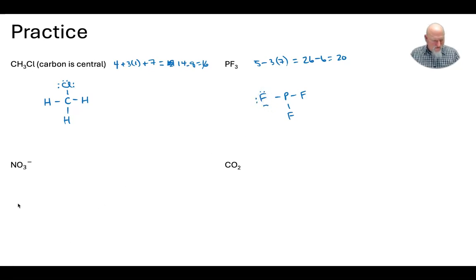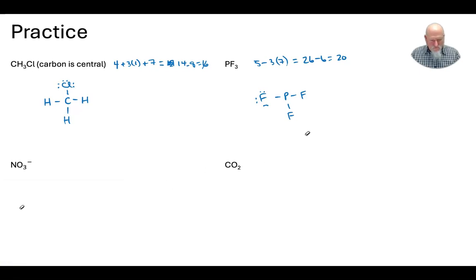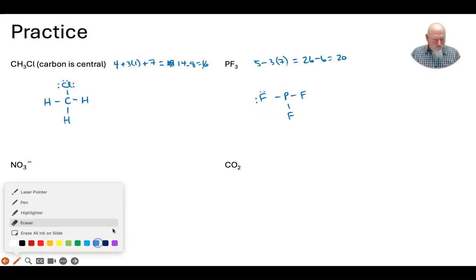Whoa, what was that? I think I can erase, can't I? Eraser. Come on. There we go. I'm going to go back to the pen. Oh, that was easier than I thought it was going to be.